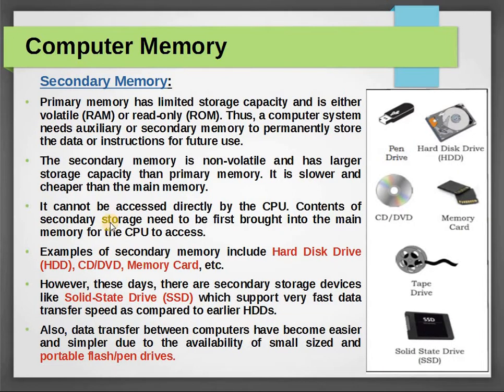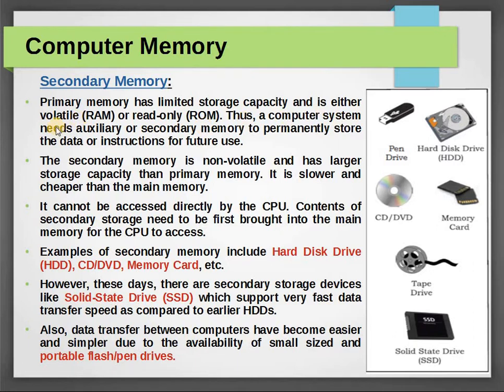Then another type of memory is secondary memory. So the computer has this primary memory and cache memory, then what is the need of this secondary memory? See students, primary memory has limited storage capacity and it is either RAM, which is volatile, or ROM. ROM is read only and has small storage.